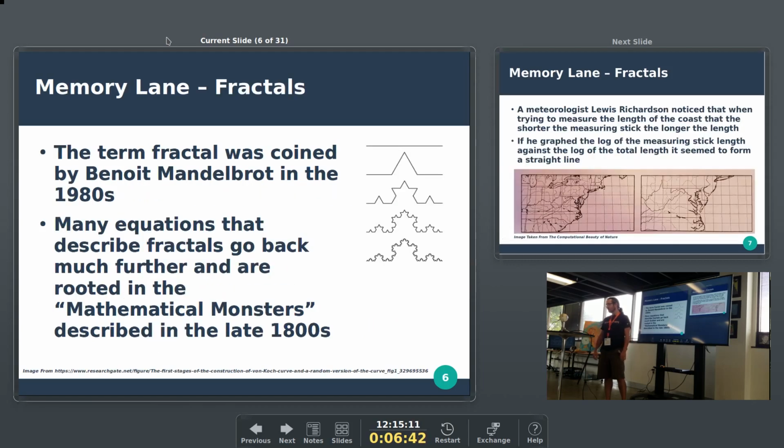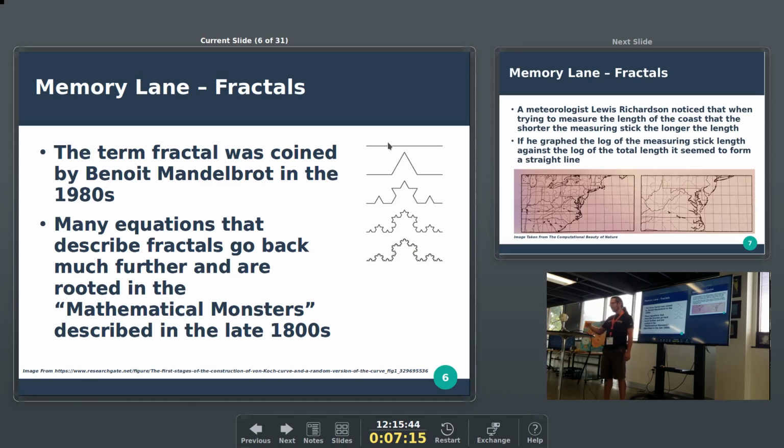So memory lane here, continuing. The term fractal wasn't actually coined until the 1980s. It was coined by Mandelbrot. But a lot of the equations and things related to fractals go back much further. A lot of it really starts in the late 1800s with these things they called mathematical monsters. And there's an example over here on the right of the von Koch curve, which is one of these mathematical monsters. And it has a really simple iterative process to construct it.